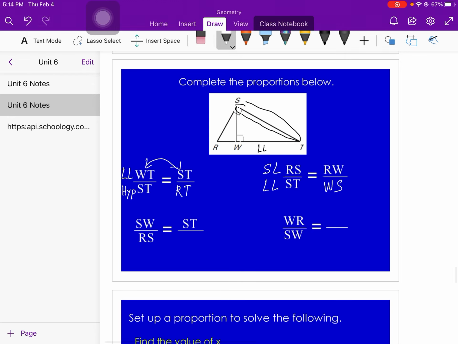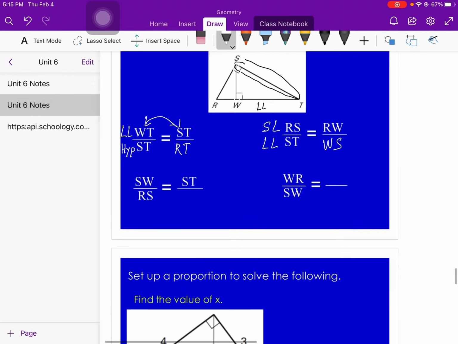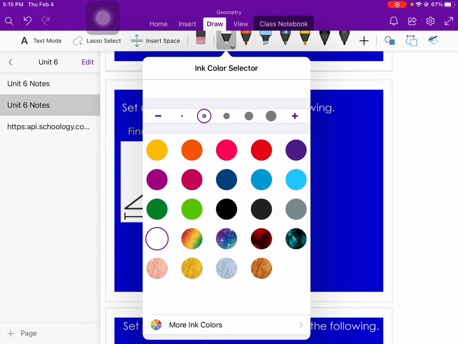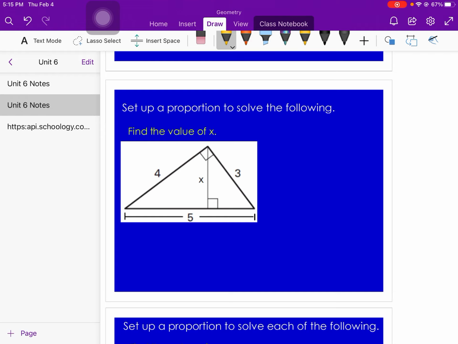I'm not going to go through the rest of this here. I'm going to actually get to some with some values. So let's set up a proportion. Let me just go to a different color in general. This will show it better. Now we are trying to solve for x. X is a part of the medium triangle and the small triangle.